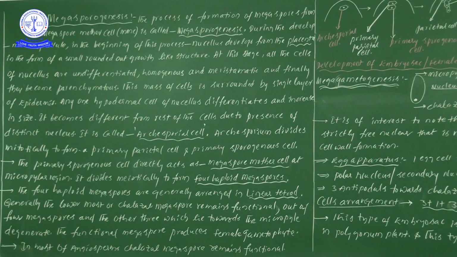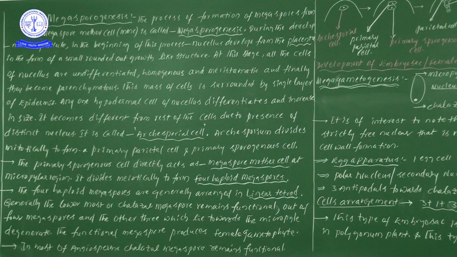The archesporial cell now divides and forms primary parietal cells and primary sporogenous cells. The primary sporogenous cells directly act as the megaspore mother cell. I already told you in previous classes that if we are studying a mother cell, the ploidy will definitely be 2n, so it has the capability to undergo meiotic division, the reductional division. Thereby 4 haploid megaspores are formed.